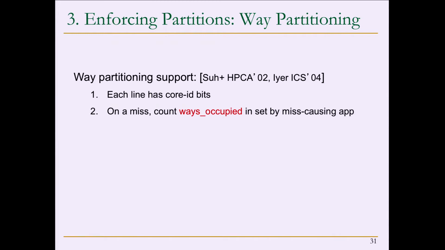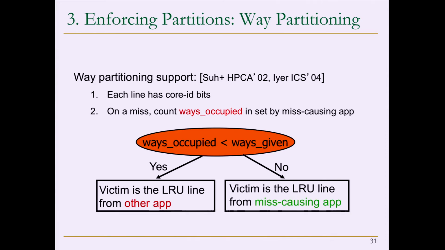So how do you enforce partitions? That's the third thing to do over here. And the idea over here is way partitioning. You need to complicate the cache a little bit. Each line needs to have some core ID bits to associate it with the core that has brought the cache line in there. On a miss, you count the number of ways occupied in the set by this application that's causing the miss. If the application is occupying fewer ways than you have given to it, as decided by the partitioning algorithm before, then you select the victim to replace from some other application. Right? If the application is occupying equal or greater ways than the ways that are allocated to it, then you select the victim from that particular application that's trying to bring the data in. Make sense?